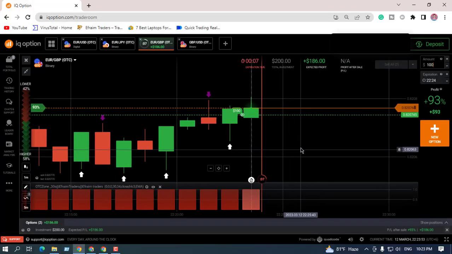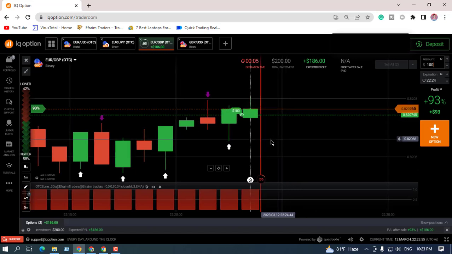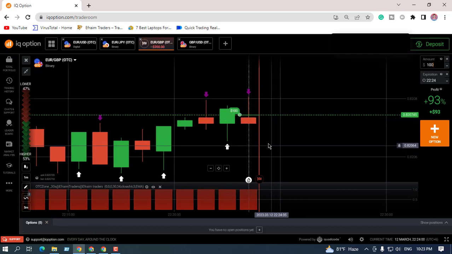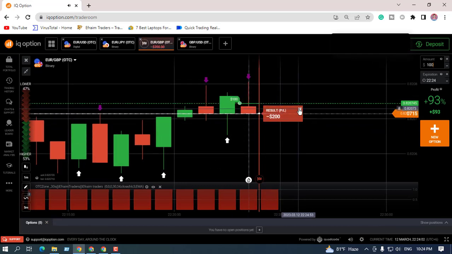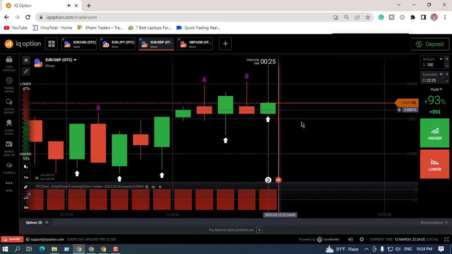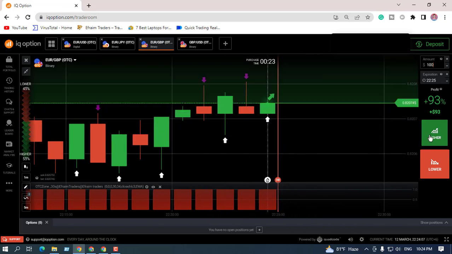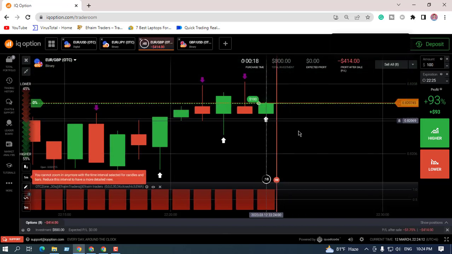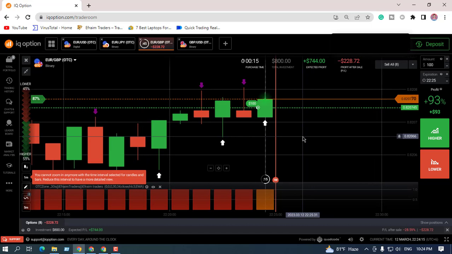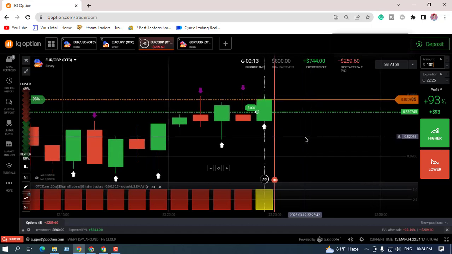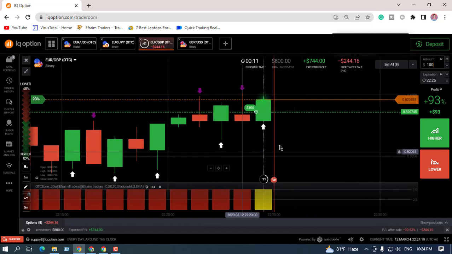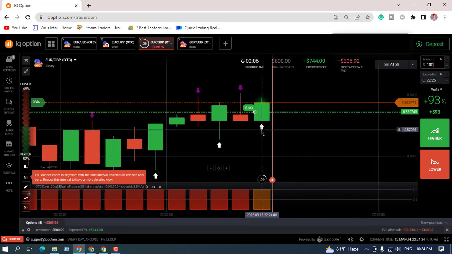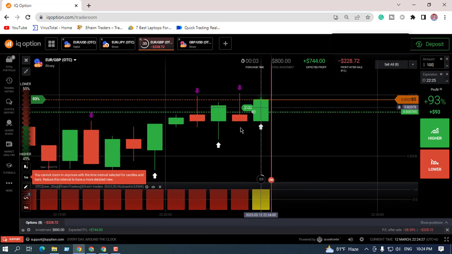Okay, 9, 7, 6, 5. Oh man, 2, 1. Oh shit, rejection here. Okay, no problem. I have placed it on $1,000. I have placed the full amount on Higher option because the market signal is up.